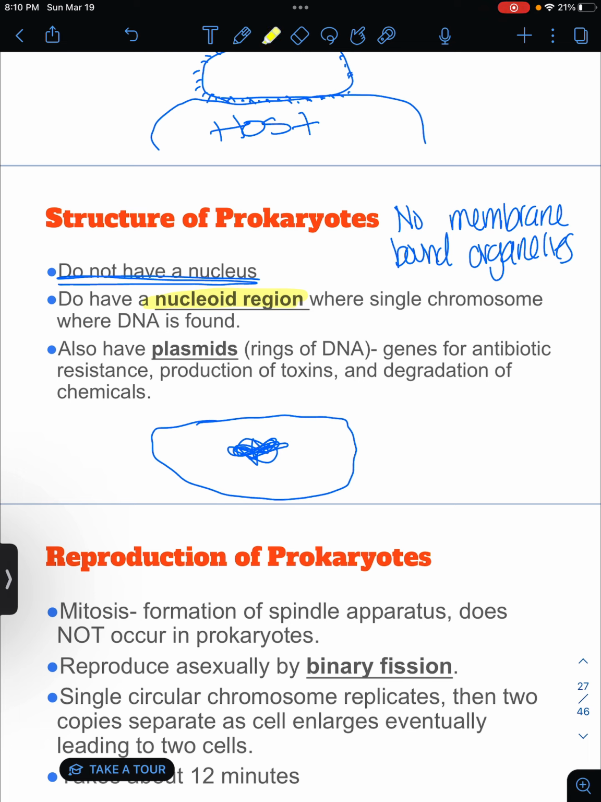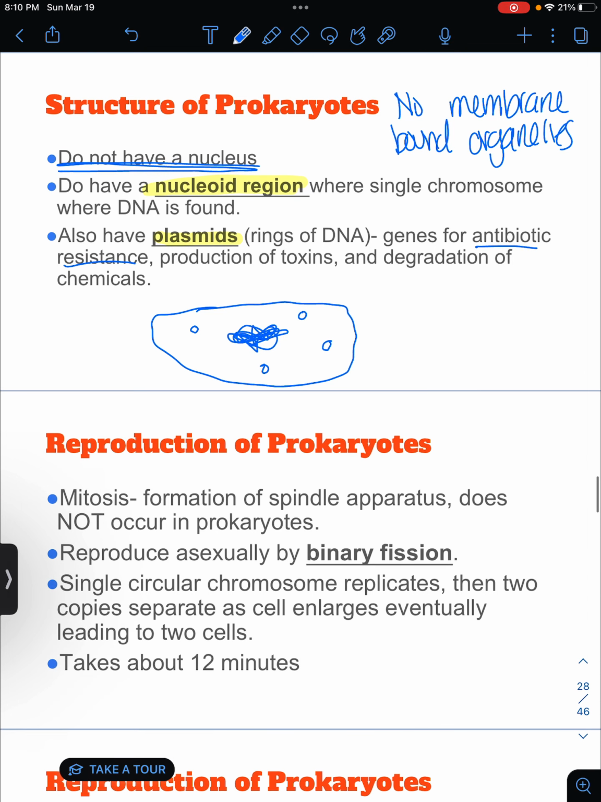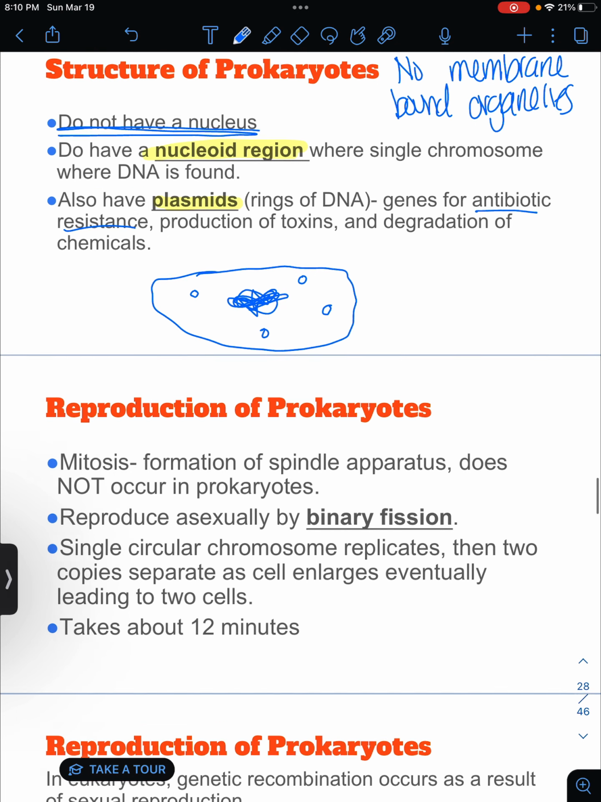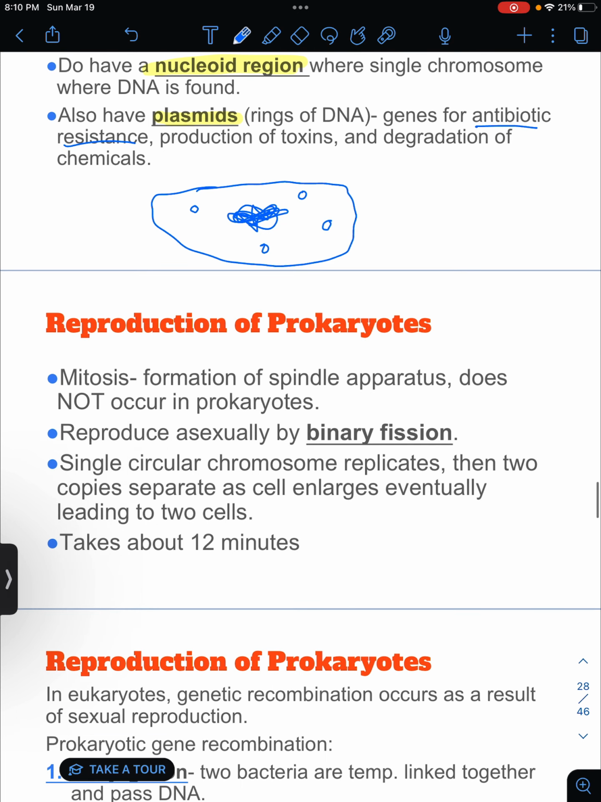They also have things called plasmids, which are rings of DNA. These help with antibiotic resistance, production of toxins, and they break down some chemicals. So sometimes little bacterial cells will share these little plasmids, and that's where the antibiotic resistance comes in. They're like, hey, I know about this drug. They're trying to get rid of us. Here's the code for it, or something like that.